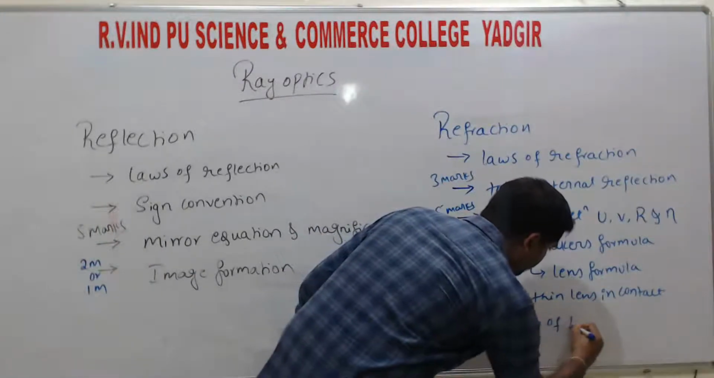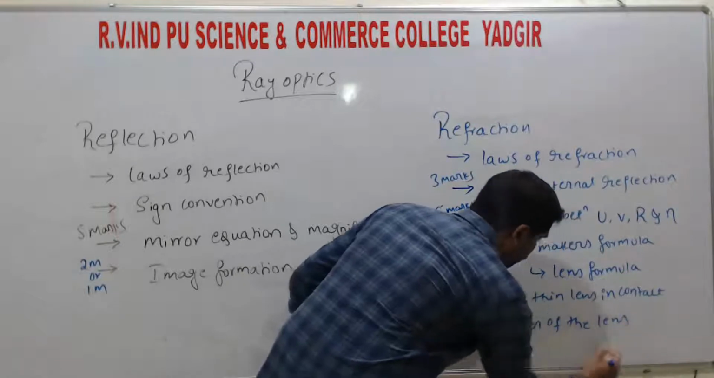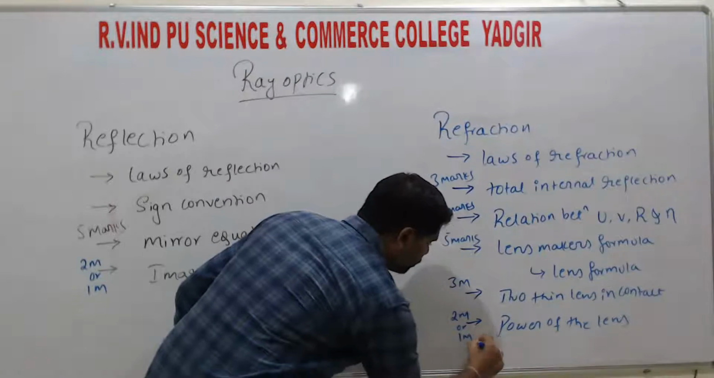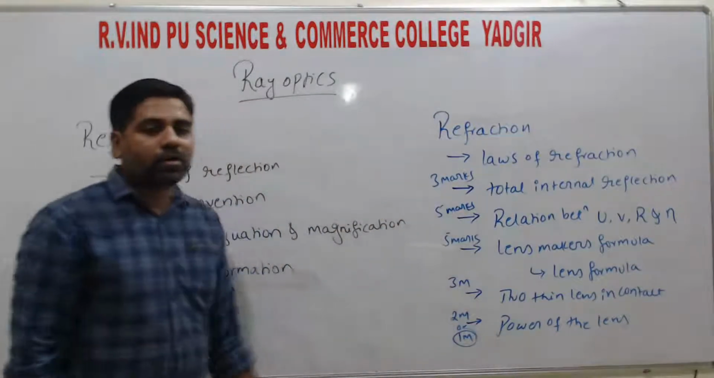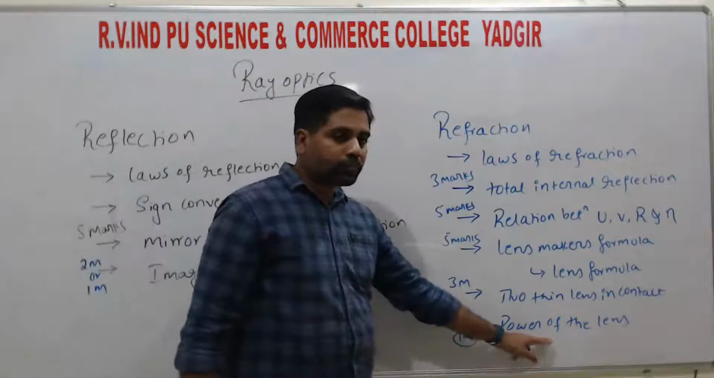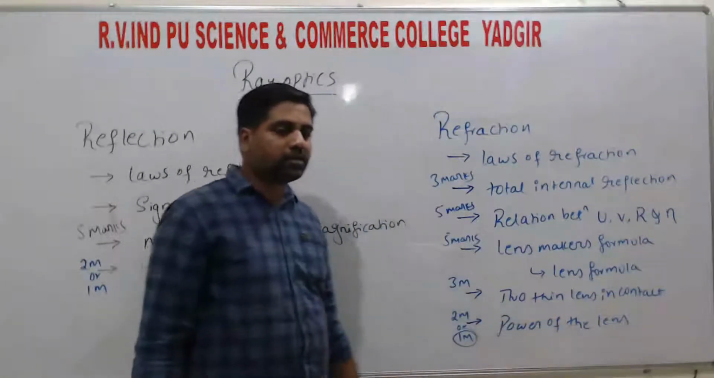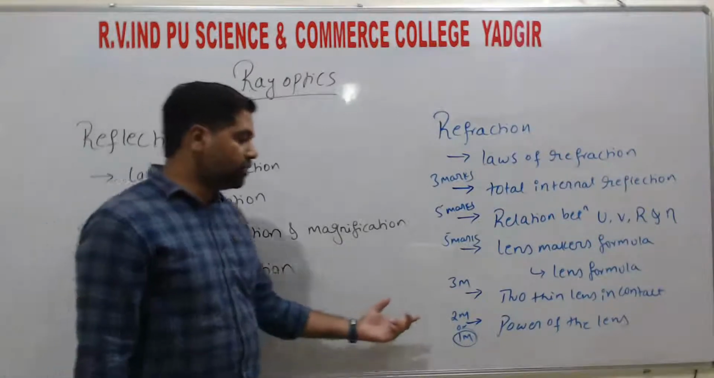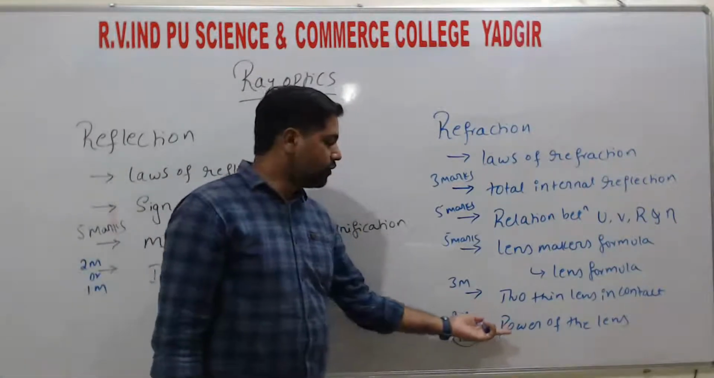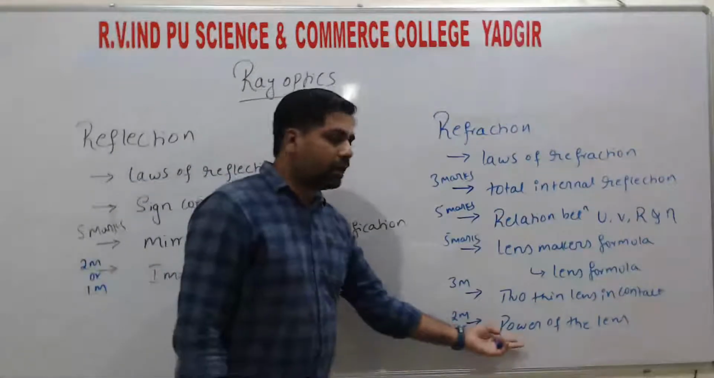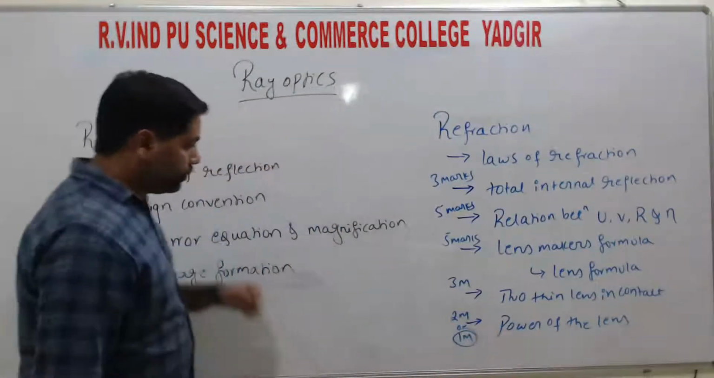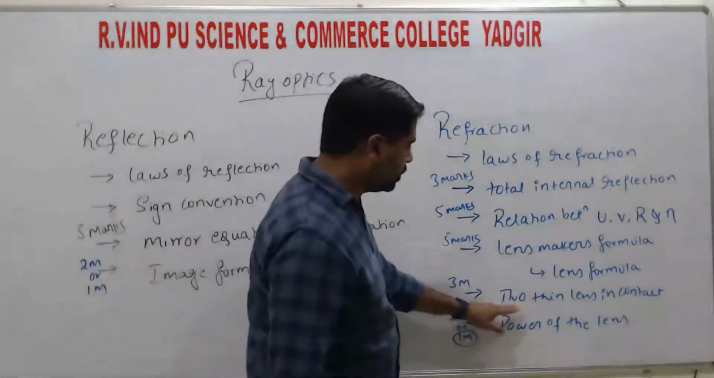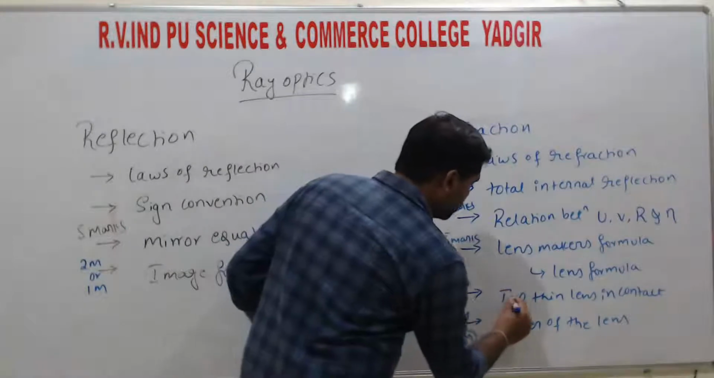So next one is power of a lens. This is important for 2 marks or 1 mark. Several times they ask for 1 mark on this topic, that is what is power of a lens, or how power of a lens relates with the focal length of the lens, that is P is inversely proportional to 1 by f. They ask for that relation, right? Next, after the power of a lens, we have two thin lenses in contact.